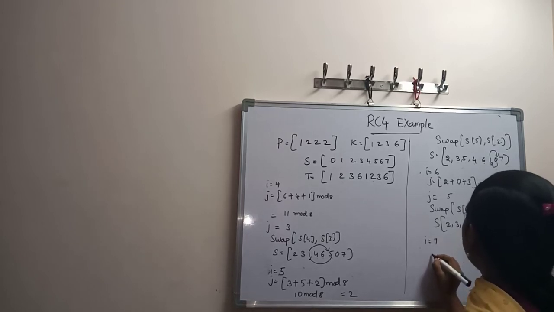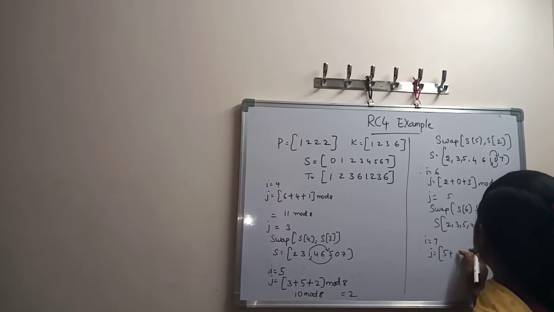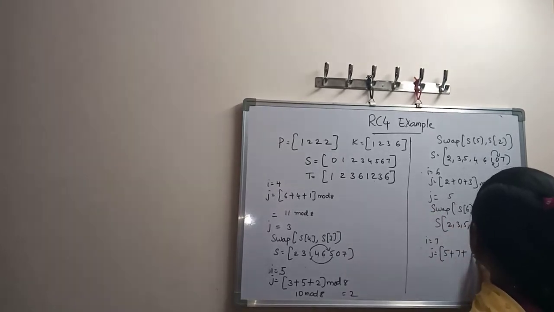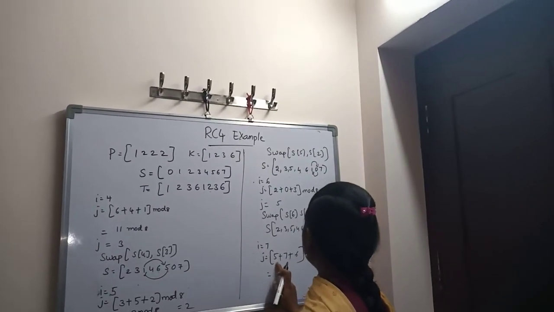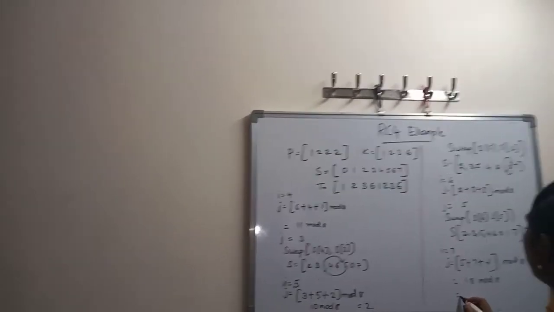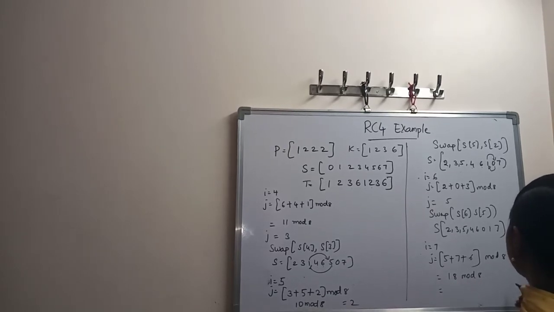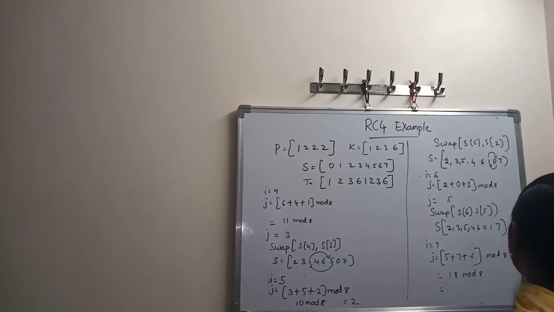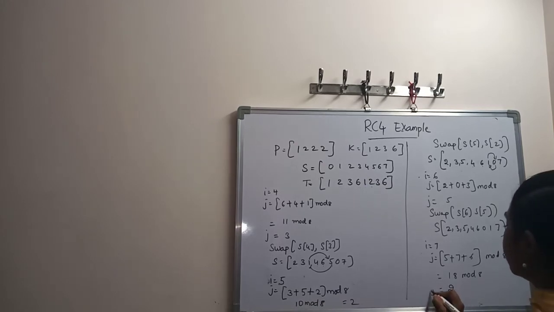Now i is equal to 7. What is the j value? The previous j value is 5. Now s of 7 value is 7 plus the j value, 6, mod 8. So what is the value we are going to get? 11 plus 18. 18 mod 8. What is the value for 18 mod 8? 8 times 2 is 16. So the value is 2. So the j value is 2.